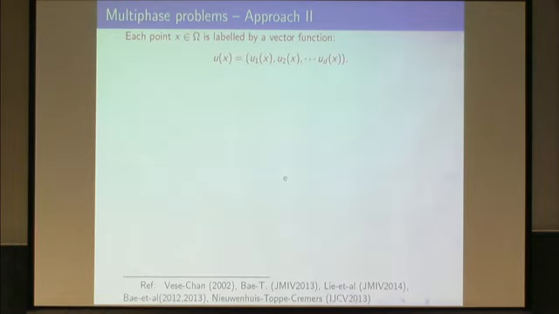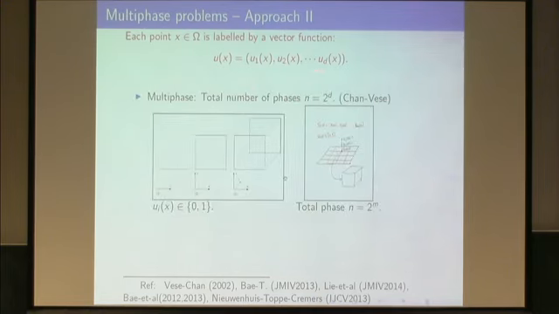And the second approach is that instead of using n characteristic functions, you can use a vector function. Each function can be between 0 and 1. So if you use d functions, then you can get 2^d phases. Here, if d equals 1, the 2^d is 2 phases. D equals 2, you get 4. Here this is 8. So if you use d functions, you can classify 2^d phases.